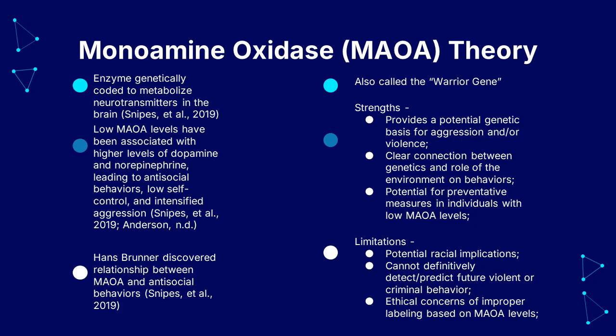It also provides a potential for preventative measures in individuals that have low MAOA levels, so potentially preventing future crime or other criminal behavior. But there are some limitations to this theory, which are that there are potential racial implications. For example, certain races or ethnicities, such as the Maori people in New Zealand, have been found to have low levels of MAOA generally. And this just goes to show that it cannot definitively detect or predict future violent or criminal behavior. And there are also some ethical concerns of improper labeling of individuals based on their MAOA levels.